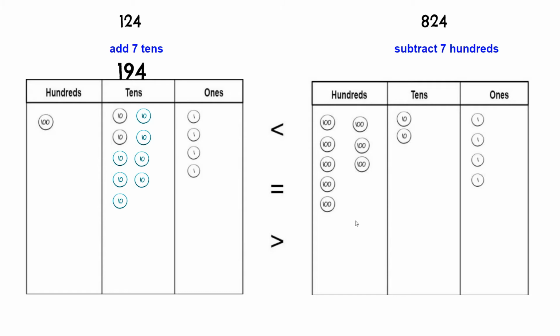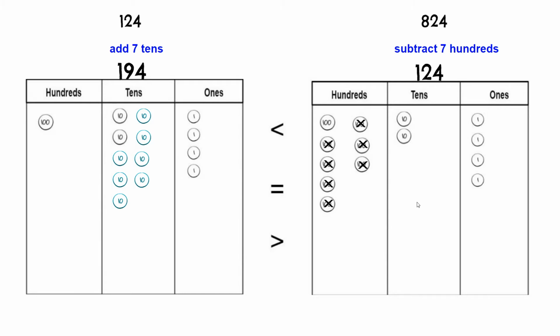All right, here we go. I'm going to cross out 700s. Let's go to the hundreds place value spot. 1, 2, 3, 4, 5, 6, 7. I just crossed out 700s. Now, we are just left with 100, 2 tens, and 4 ones. That gives us 124.